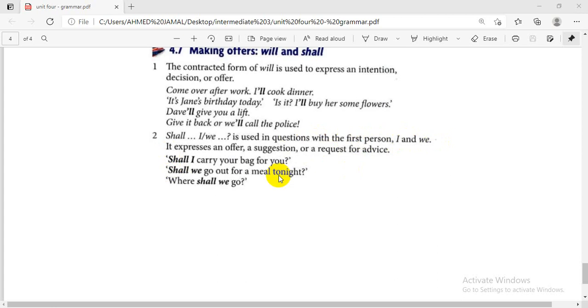I and we. It expresses an offer, a suggestion, or a request.